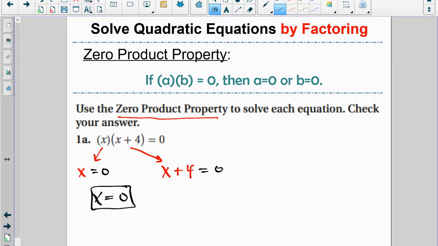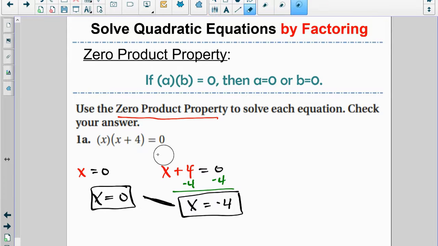But with x plus 4 equals 0, I would need to subtract 4 on both sides to get my final answer, x equals negative 4. So these are my two solutions. x could be 0, or x could be negative 4. Now, if x is 0, let's just plug that in so you can see what happens. If x equals 0, we would get 0 multiplied by (0 plus 4), which would make it 0 times 4 equals 0, which is true.